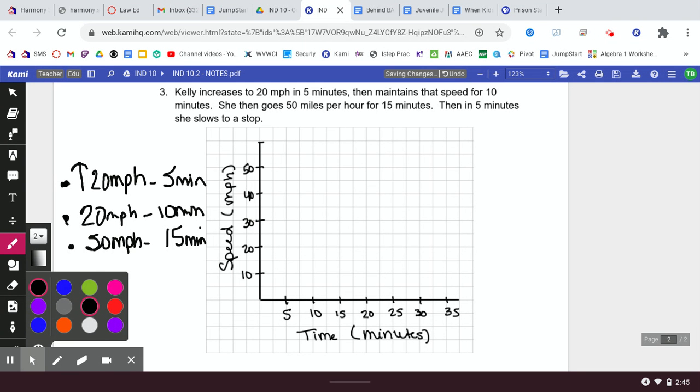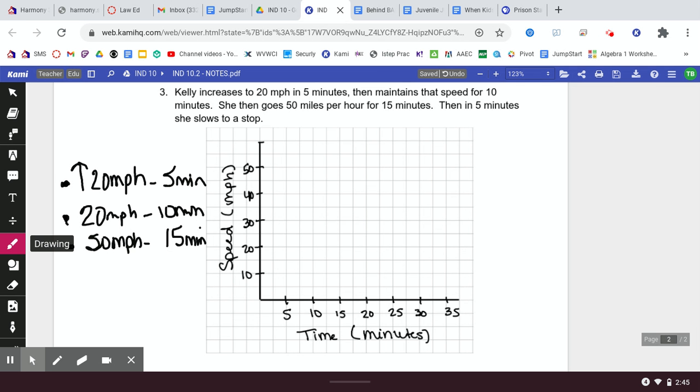And then in 5 minutes, she slows, right? That's that gradual. So in 5 minutes, she slows. So we're going to get a gradual slowdown to a stop. And we do that in 5 minutes. And these little bullet points are just kind of my shorthand. I use the arrows up and the arrows down to remind myself it's gradual. It's not just a hard start and stop.